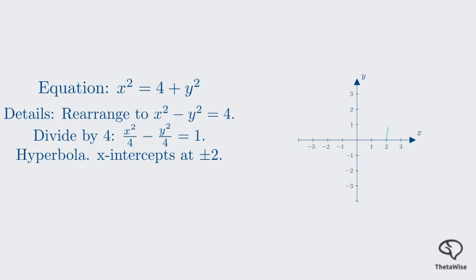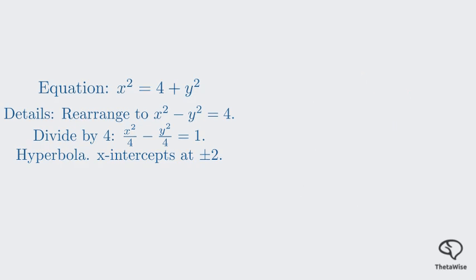Look at this equation. Do you recognize it? It's a hyperbola of the second type. The x squared term is positive, so it opens left and right. The x-intercepts are at the square root of 4, which is plus or minus 2. And as expected for this type of hyperbola, there are no y-intercepts.